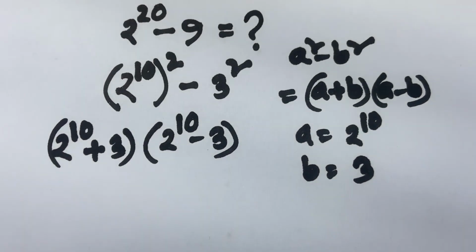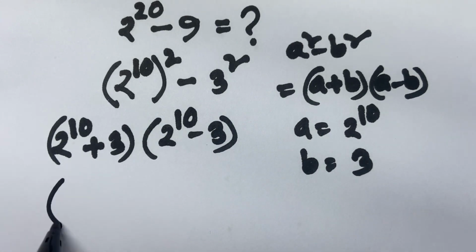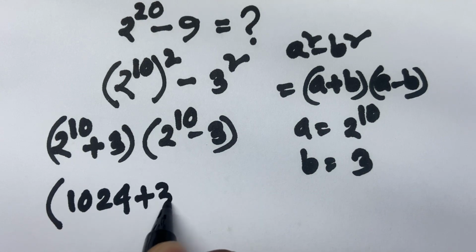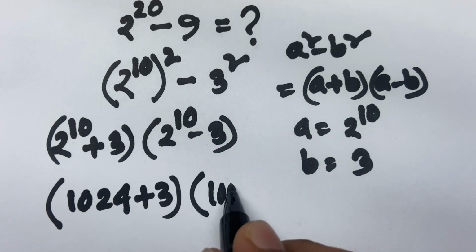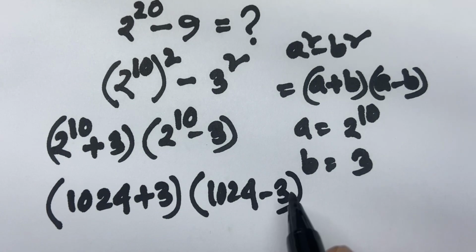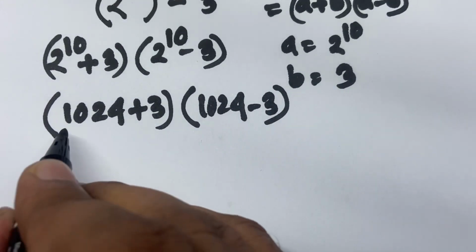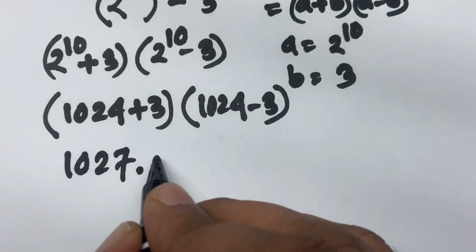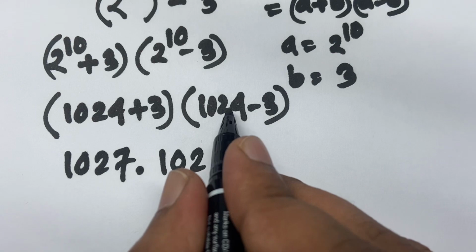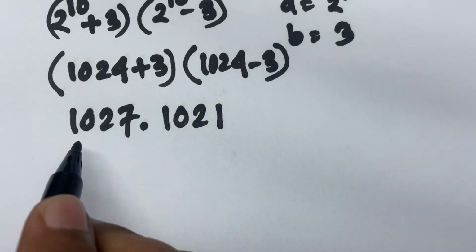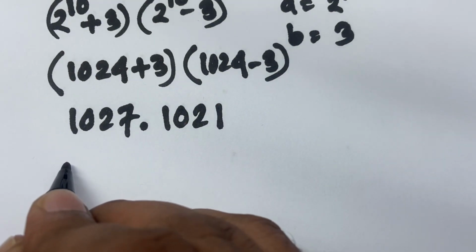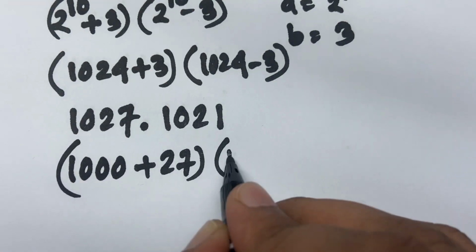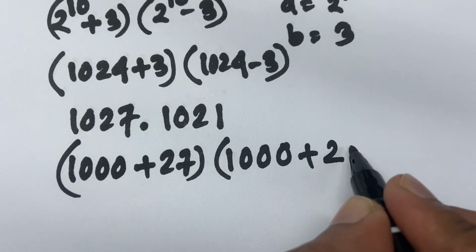Now 2 to the power 10 is 1024, plus 3, and here is 1024 minus 3. Now 1024 plus 3 is equal to 1027, times 1024 minus 3, which is 1021. Now here is 1000 in common. Now I can say 1000 plus 27 times 1000 plus 21.